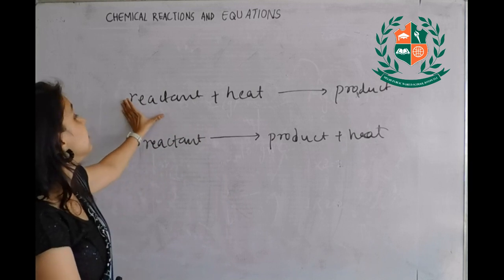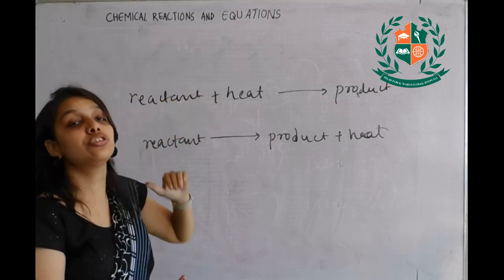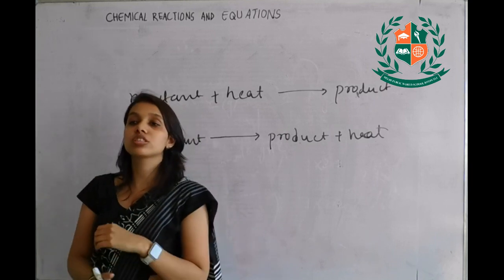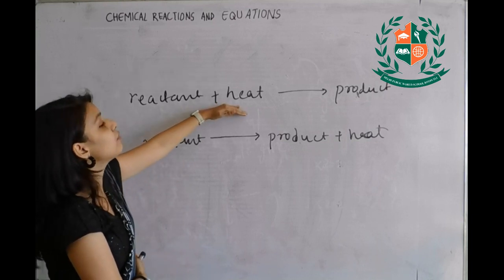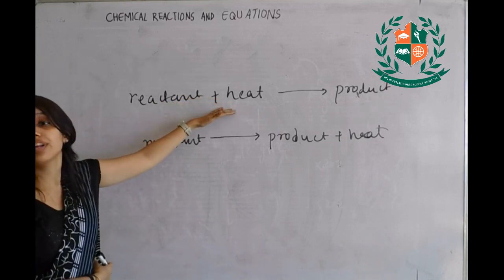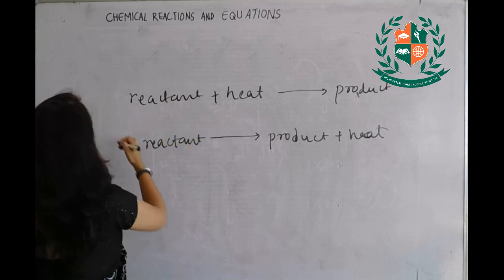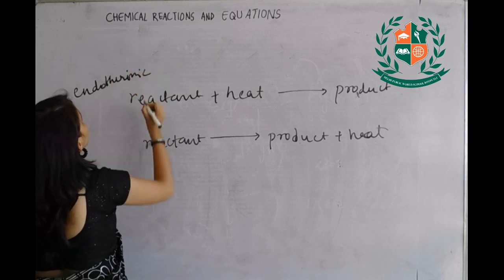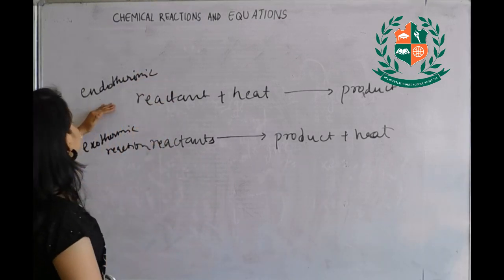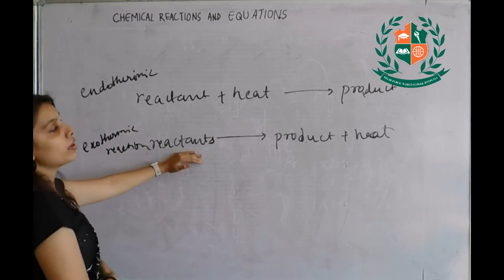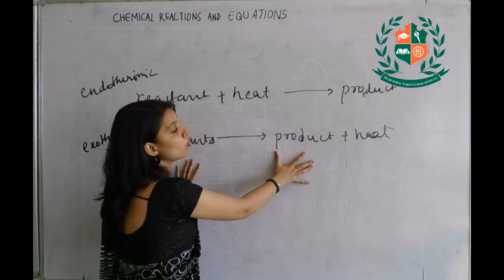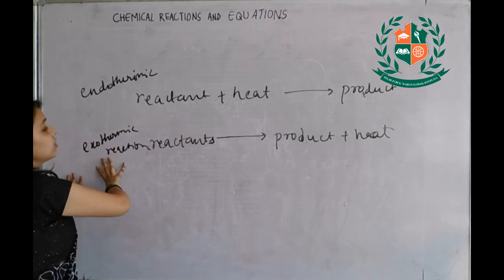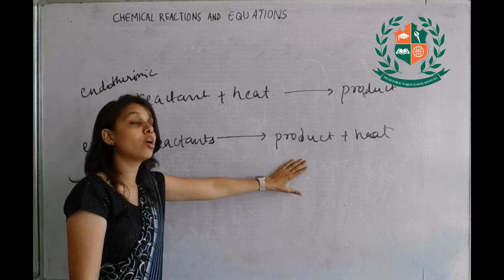So what's the difference? Sometimes reactants do not generally react with each other so easily, so we will have to give them some extra or additional energy. So we give heat from the outside, and these types of reactions are known as endothermic, where heat is given to the system. The reactions where reactants combine together and a product is given out plus some heat is also released, we call exothermic, where heat is given out with the product.